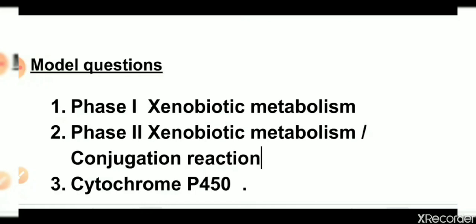The second question is phase 2 xenobiotic metabolism or conjugation reaction. Here you have to mention about different conjugation reactions seen in phase 2 metabolism, that is conjugation reaction with glucuronic acid, glutamine, glycine, and glutathione. And you have to mention about acetylation reaction, methylation reaction, sulfation reaction is also seen in phase 2 metabolism. And the third question, that is cytochrome P450 enzyme system.